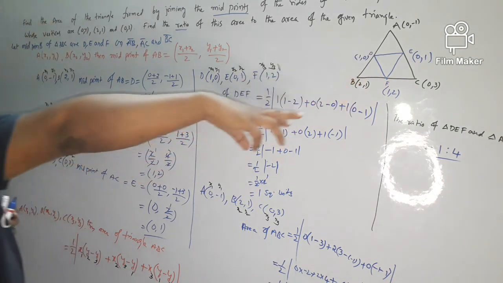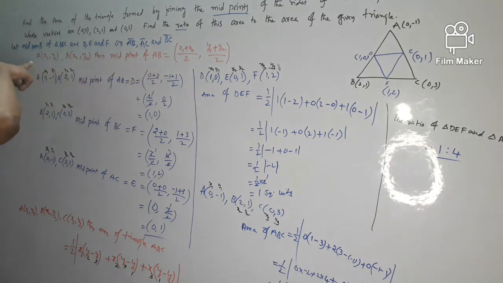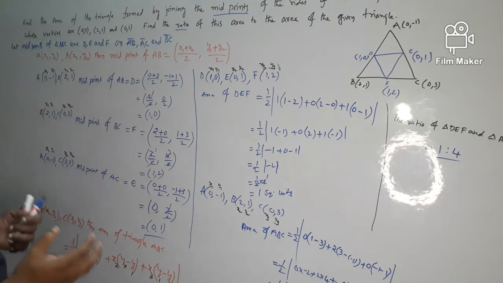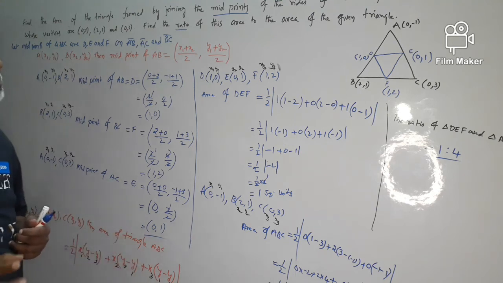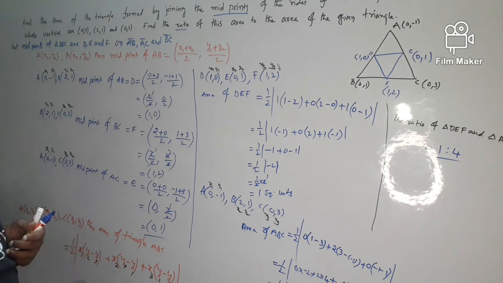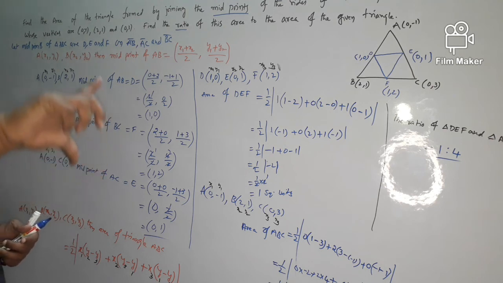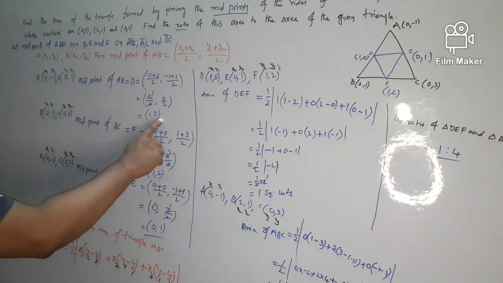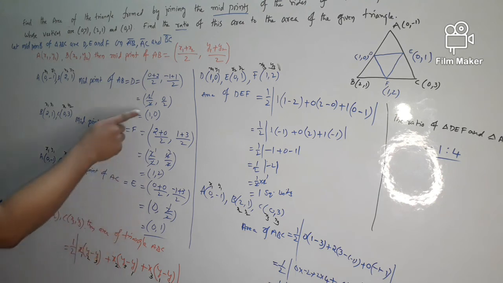Midpoints. We know the formula of finding the midpoints. If A is (x1, y1), B is (x2, y2), then midpoint of AB is equal to ((x1 plus x2) by 2, (y1 plus y2) by 2). This is the formula to find midpoint of any given 2 points. Similarly, we find midpoints of AB, BC and AC. Okay, these are midpoints of sides of the given triangle.